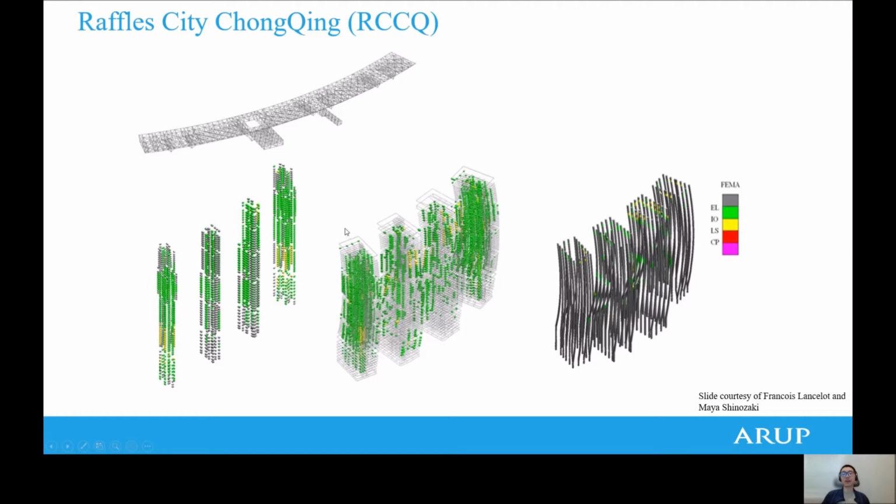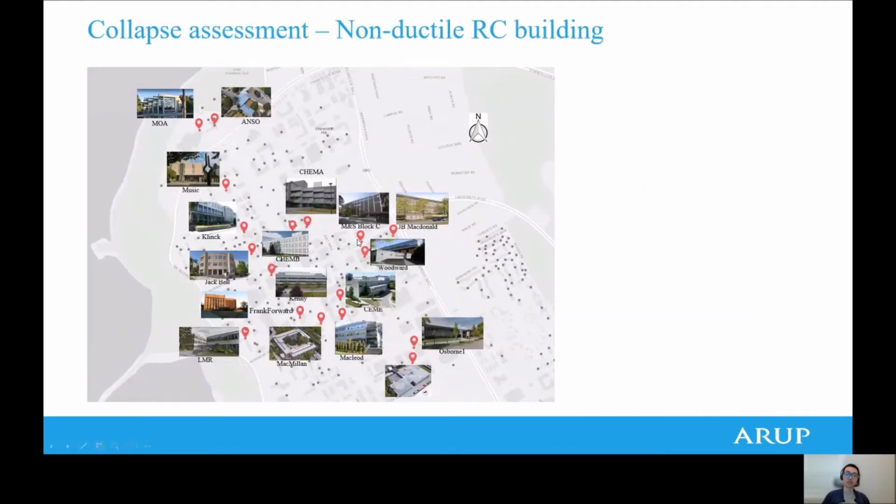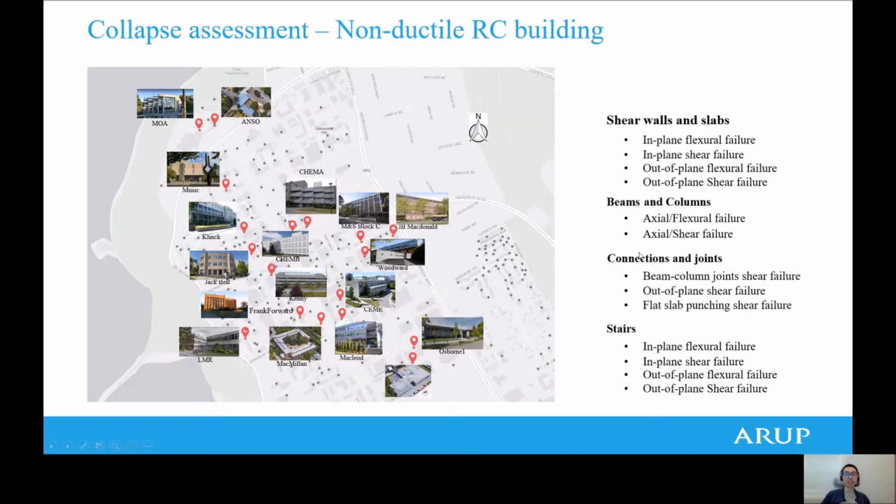And on the other hand, there are lots of situations where we need to understand the performance of existing buildings to make retrofit decisions based on the performance, and to protect life and reduce possible financial loss in a future seismic event. So the first example I would like to show is a project we did to assess the collapse probability of a large number of non-ductile concrete buildings.